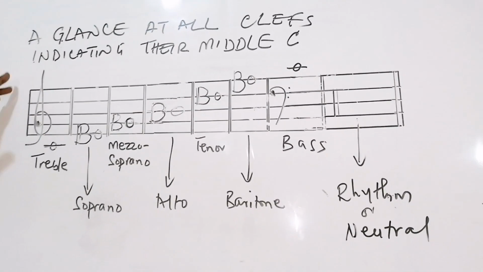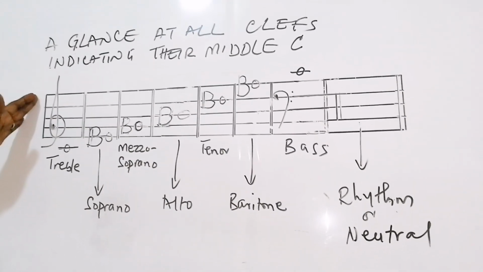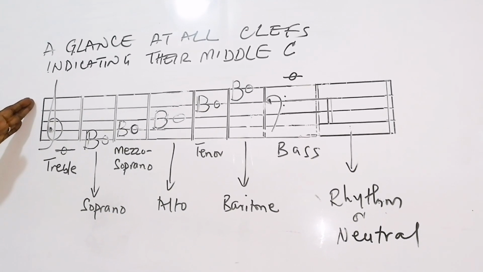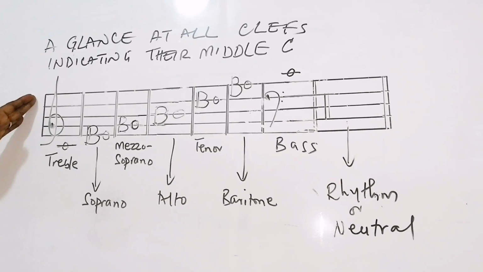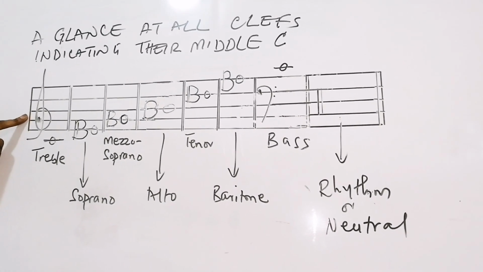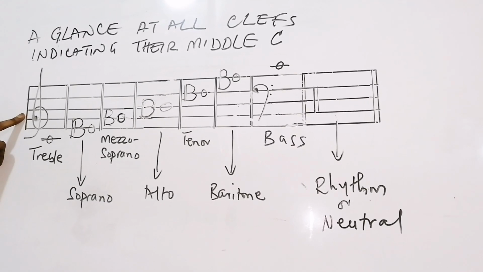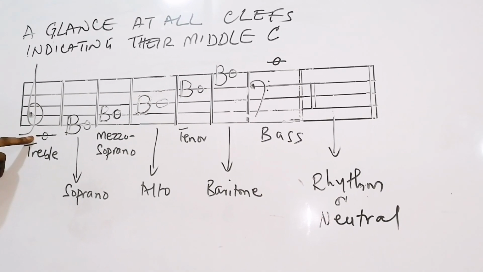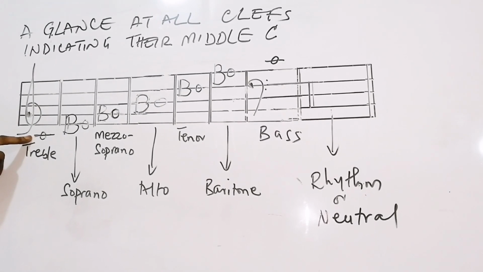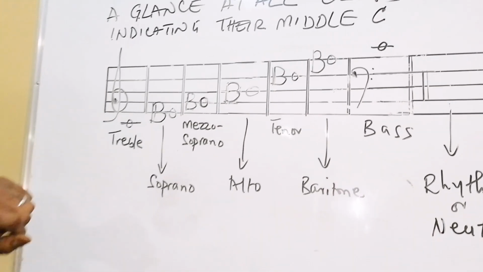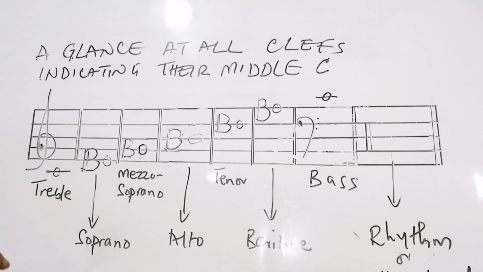Yes, this is a table that can show at a glance all clefs indicating their middle Cs. The first one you have here is called the treble clef, and the middle C is indicated here. You will know this in my next class. The next clef is the movable clef.